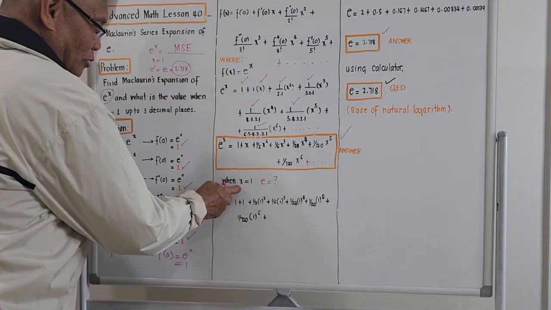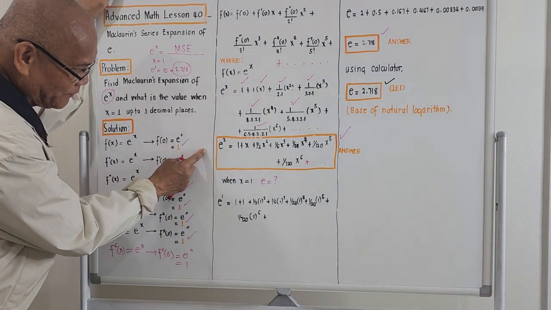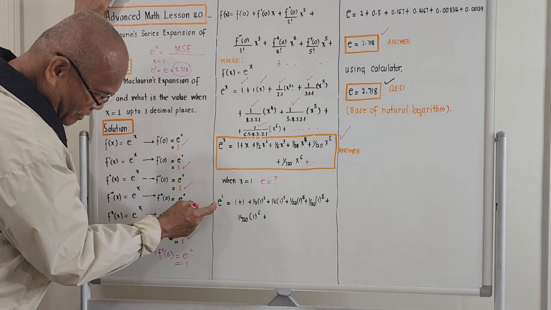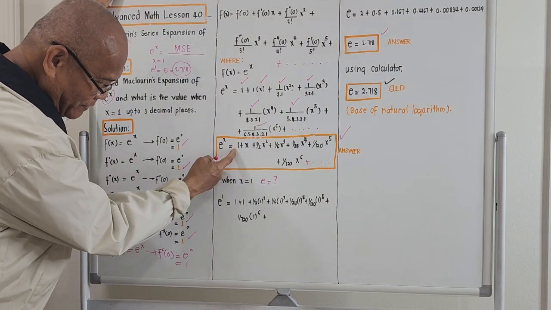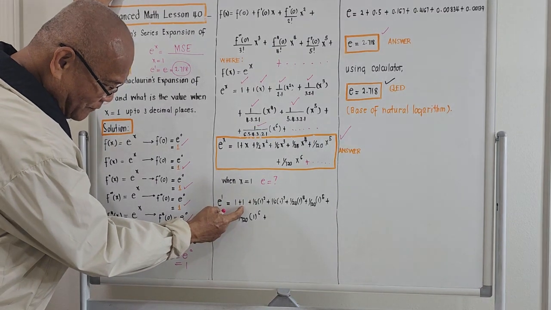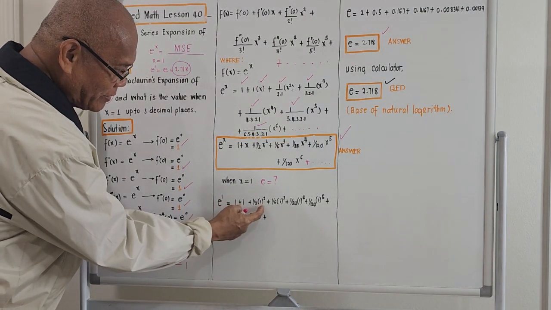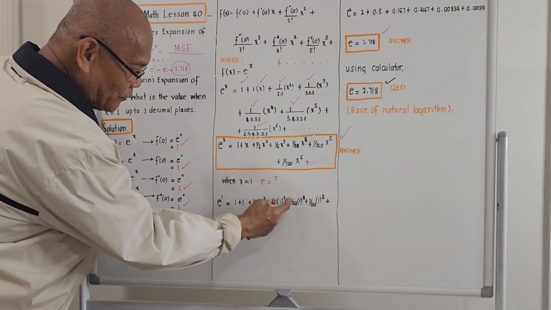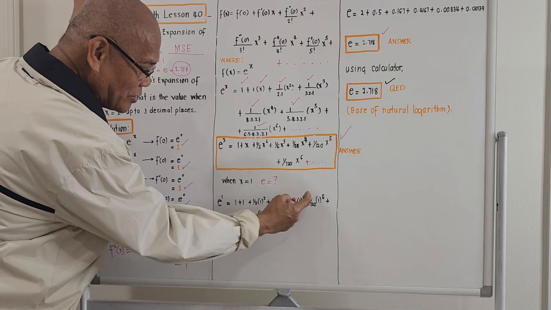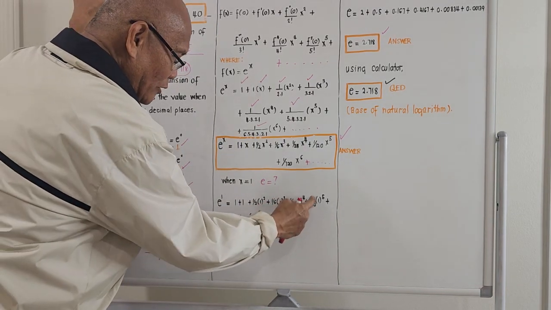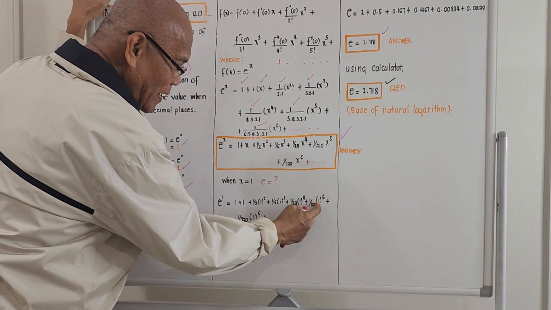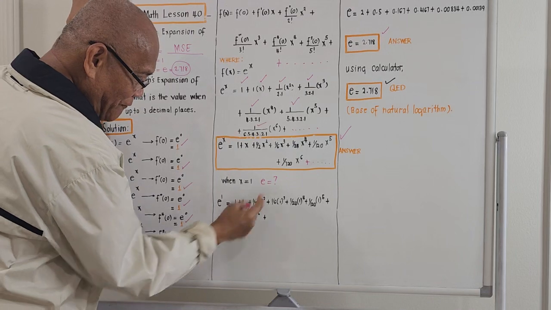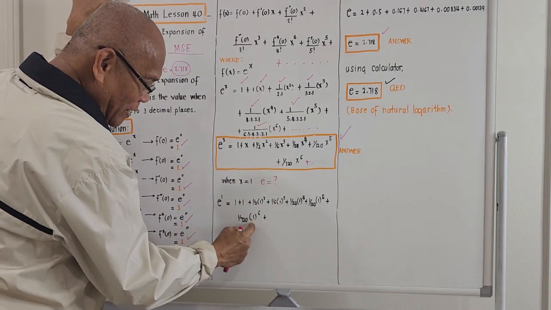So when x is equal to 1, by using this expansion here, e to the first power, we set x to equal to 1, right? So e to the first will be equal to 1, plus x, which is 1, plus 1 half times 1 squared, plus 1 over 6 times 1 to the third power, plus 1 over 24 times 1 raised to the fourth power, plus 1 over 120 times 1 raised to the fifth power, plus 1 over 720 times 1 raised to the sixth power.